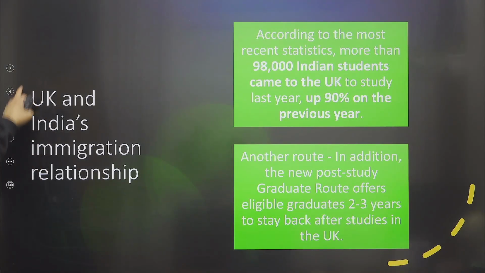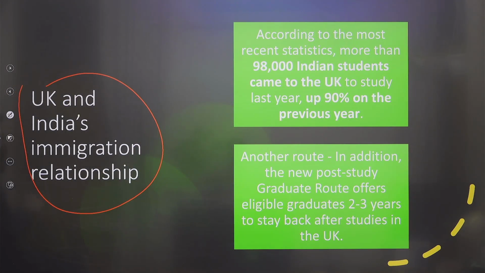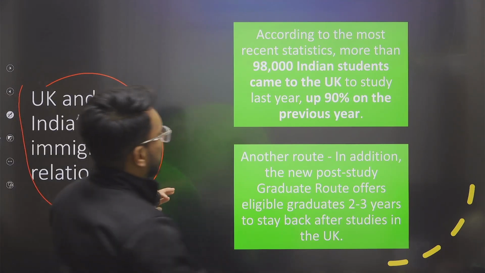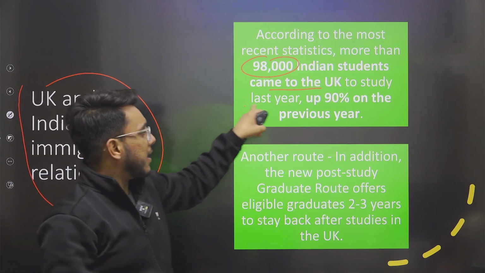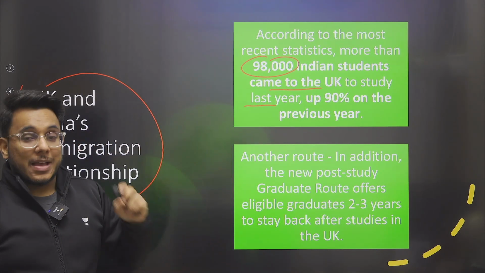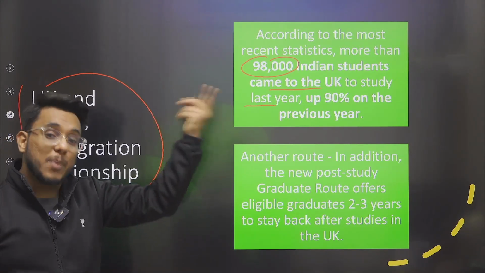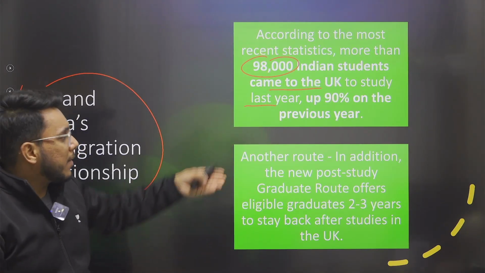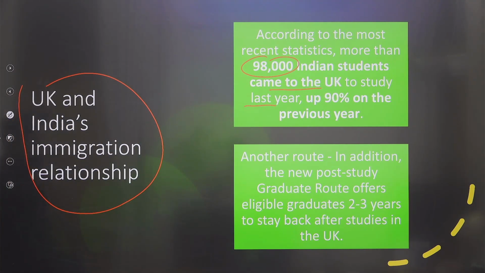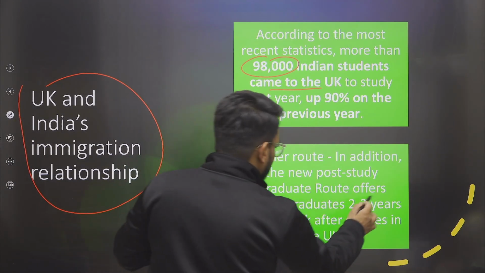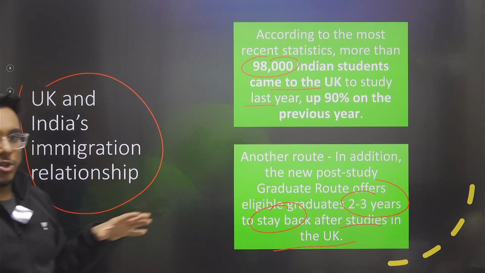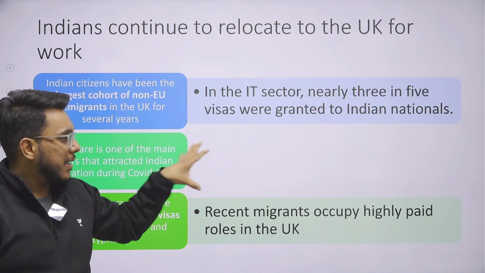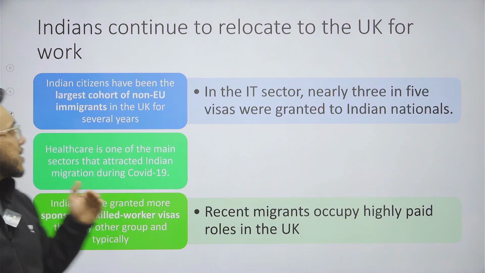When we talk about India and UK's immigration relation, see this: around 98,000 Indian students came to the UK for study last year, that is in 2022. This is a 90% increase over the year before. At the same time, the UK is also offering 2 to 3 years of stay in the UK after studies have been completed. So post graduation, they can stay there 2 to 3 years. This is an added cooperation between India and the UK.